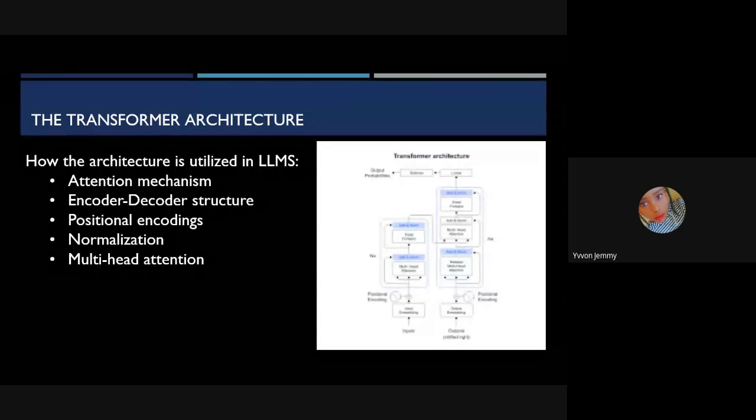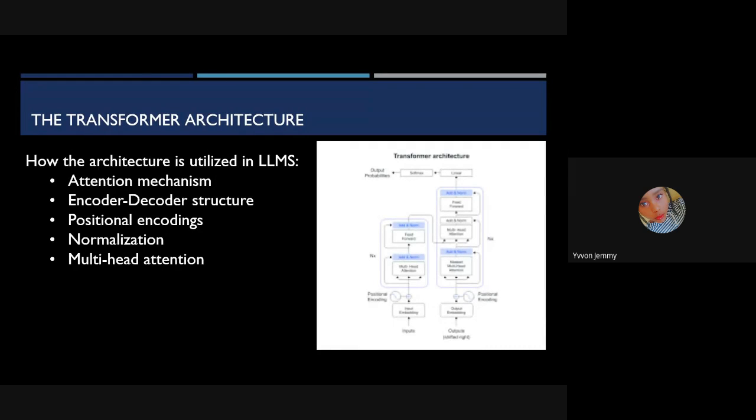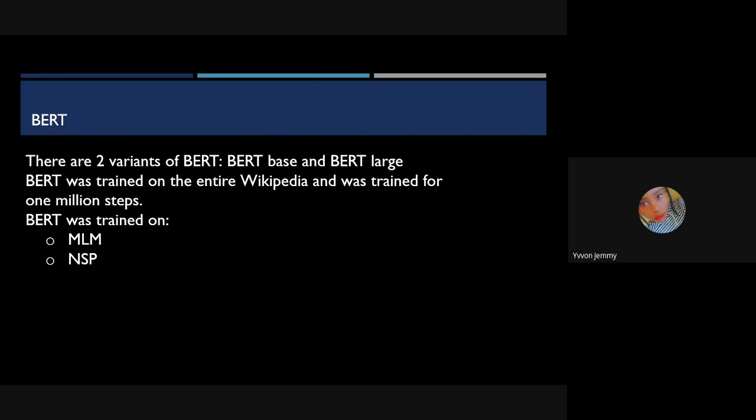So that is the transformer architecture. That is the architecture that these LLMs use, and this is also the architecture that BERT uses, because BERT is an LLM. So now let's get into BERT. There are two variants of BERT: the base BERT and the large BERT. Base BERT is a smaller version of BERT. It has 12 encoders.